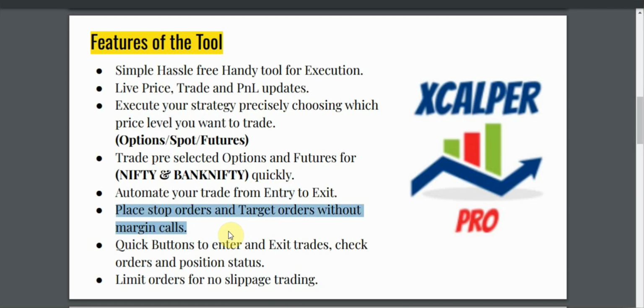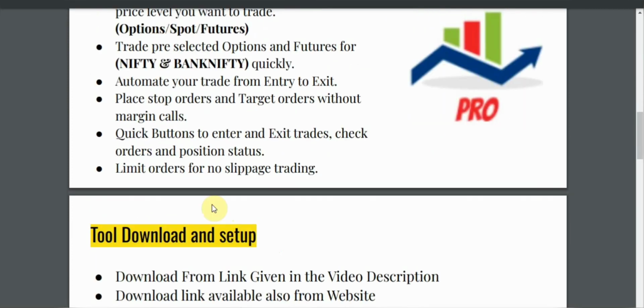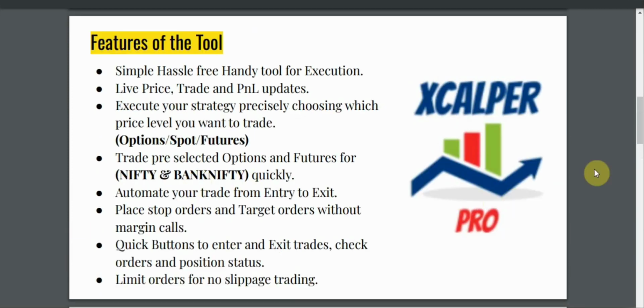Okay, so in the scalper tool you can define both without blocking any margin, right? Then we have quick buttons, for manual traders as well. If you have a very quick execution strategy which requires really fast executions, we have quick buttons to enter and exit, and you can track your orders and positions in the same tool, right?